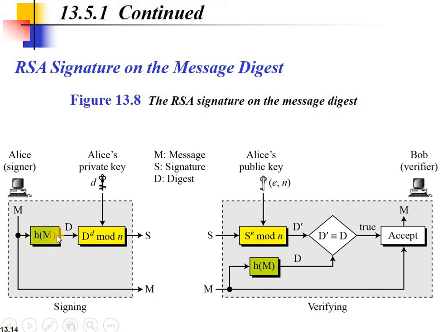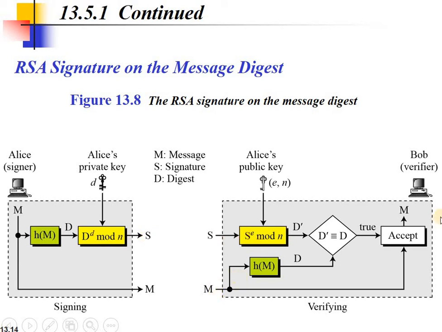After applying the algorithm, your message digest D is created, and after creation of the message digest, you have to create a digital signature. Again, the same procedure is followed. The digital signature is created by the equation D to the power d mod n, where d is the private key of Alice, and your signature will be created. Two things you have to transmit: the first one is the signature and the second one is the message.